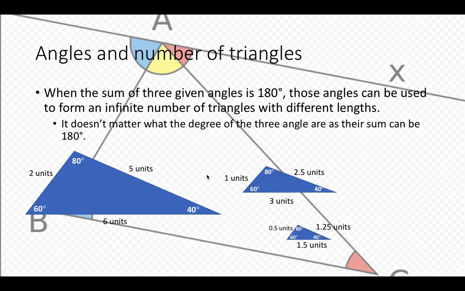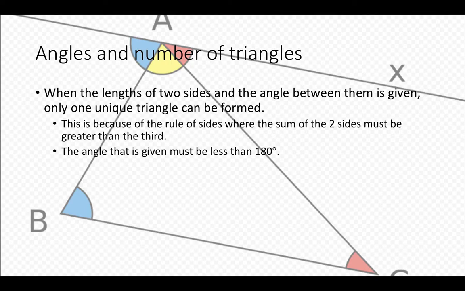I can also shrink it. I can make it smaller. So I could take the lengths of the sides and divide them by 2 and make them smaller. So 1 becomes half, 2.5 becomes 1.25, and 3 becomes 1.5. The lengths have been made smaller, but the measurement of the angles are still the same, 60, 80, and 40. So as long as the three angles can be added up to equal 180 degrees, I can make an infinite number of different sized triangles.